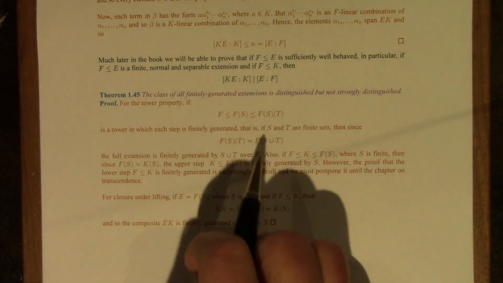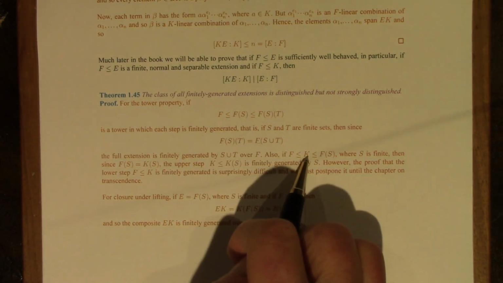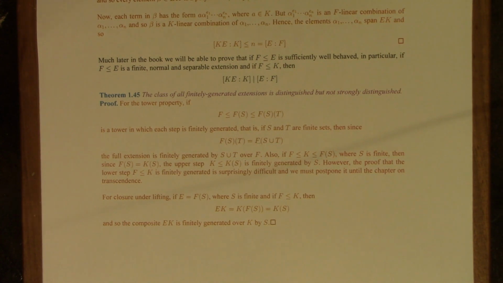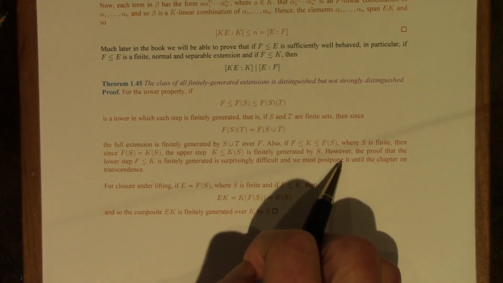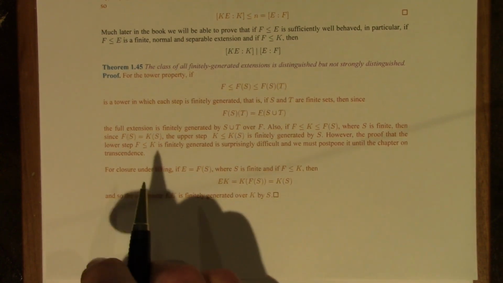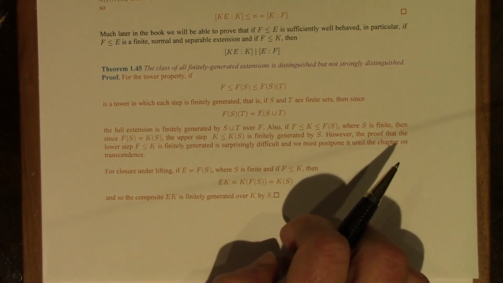And the interesting thing now comes up. The proof that the lower step is finitely generated is surprisingly difficult. In my first draft of this book, I wasn't even going to prove it. But after writing chapter 3 on transcendence, I was able to give you a proof. So it's going to be a while before we can prove that the lower step here is finitely generated. So we'll just accept it for now.